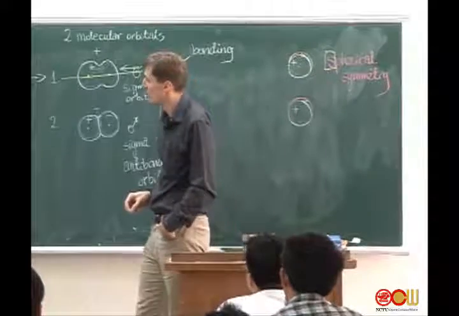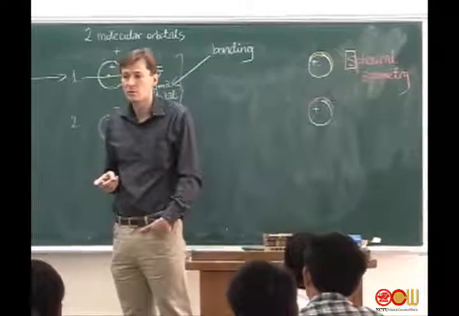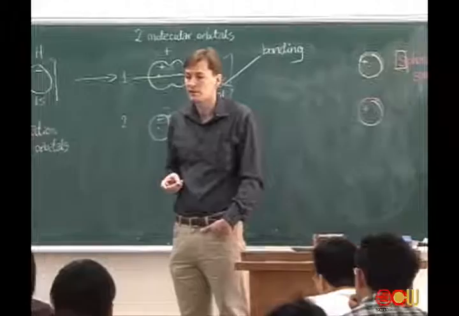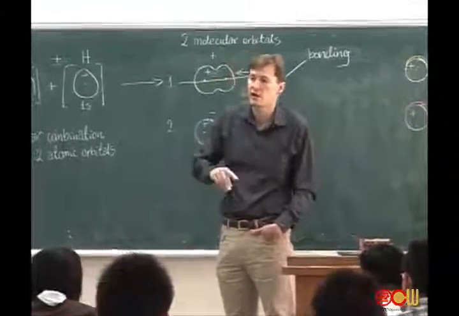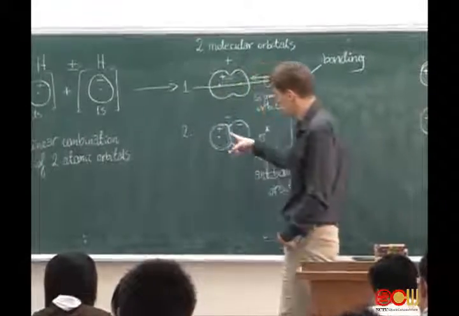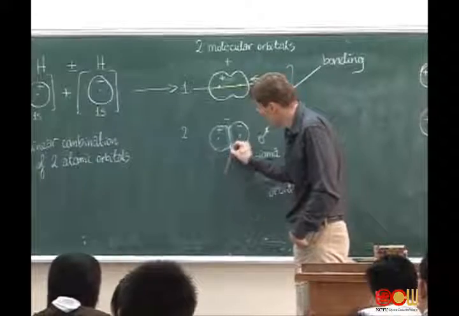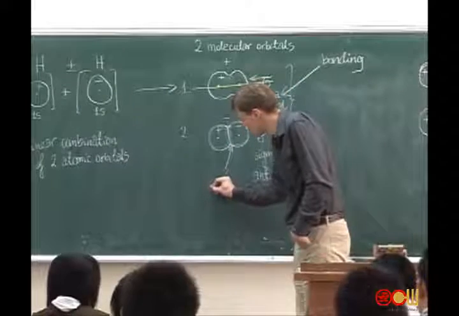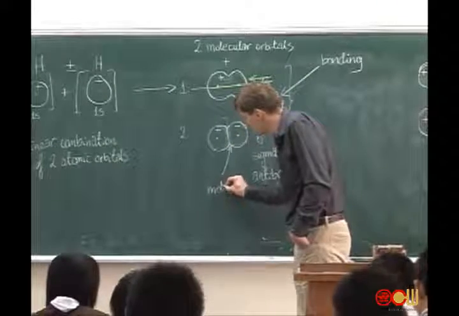We learned about the atomic orbitals. The atomic orbitals have nodal planes. There were angular nodal planes and there were radial nodal planes. This thing, this line, this zero thing, is nothing else but a molecular nodal plane.